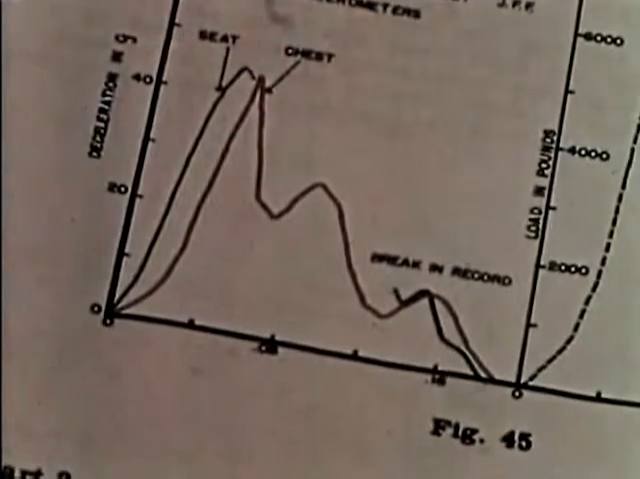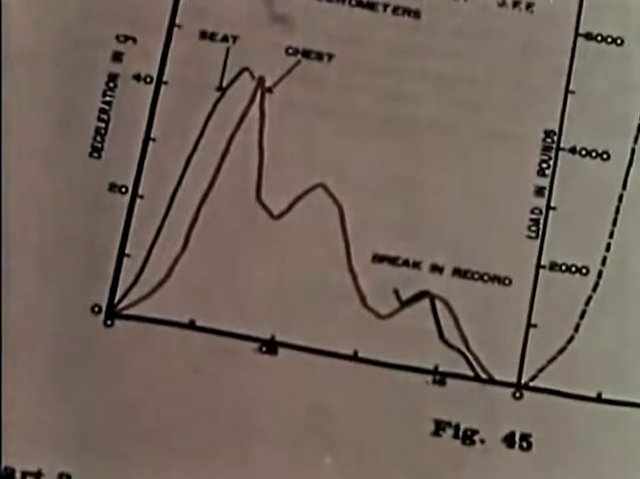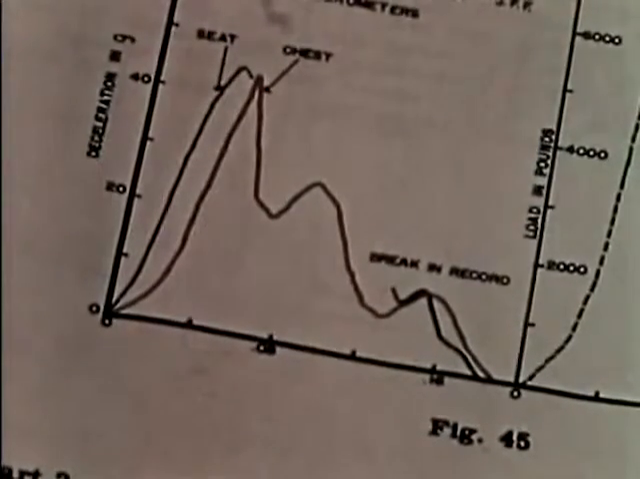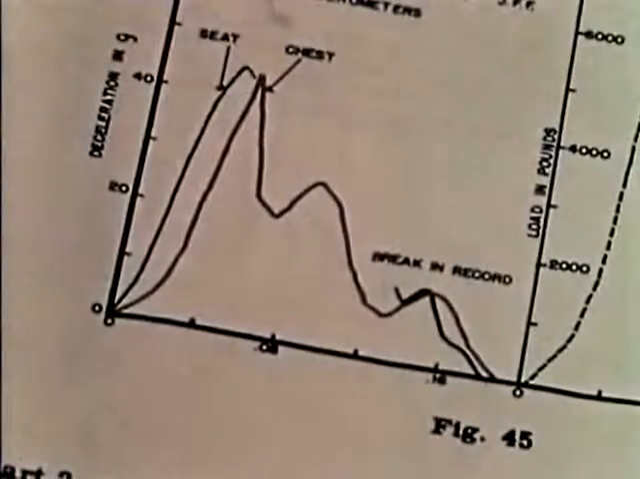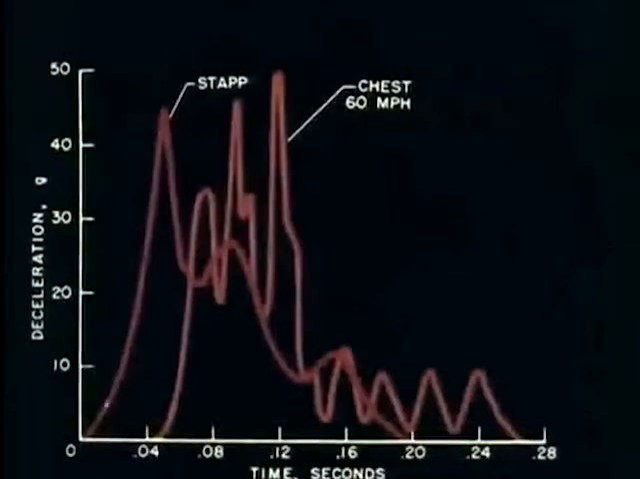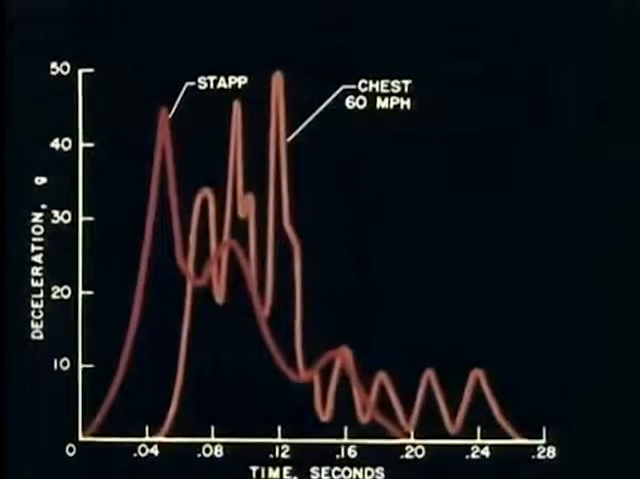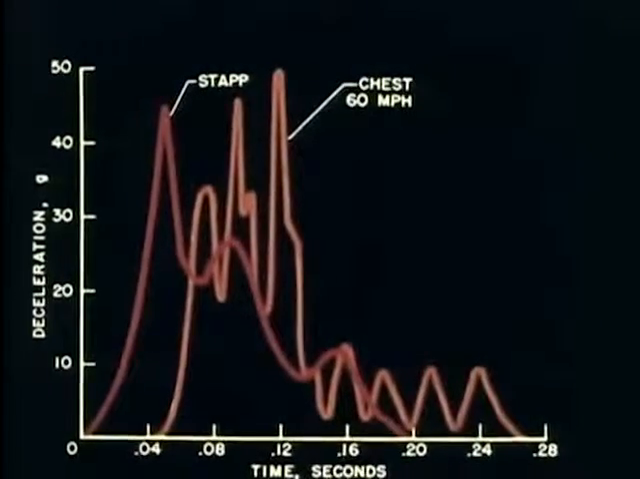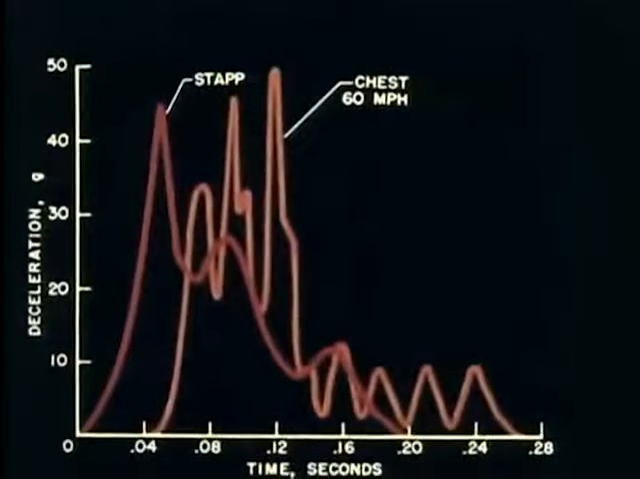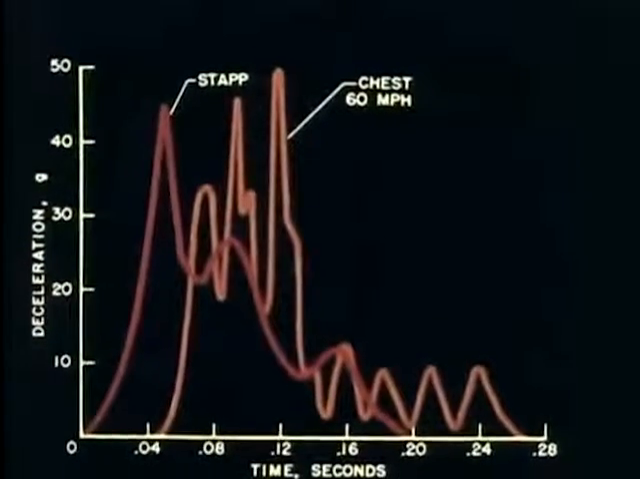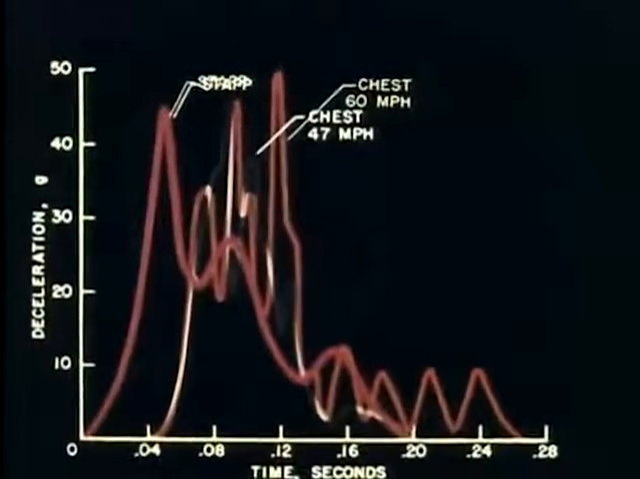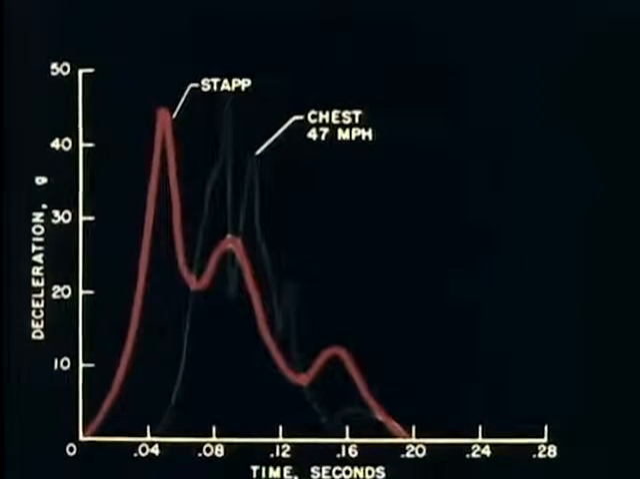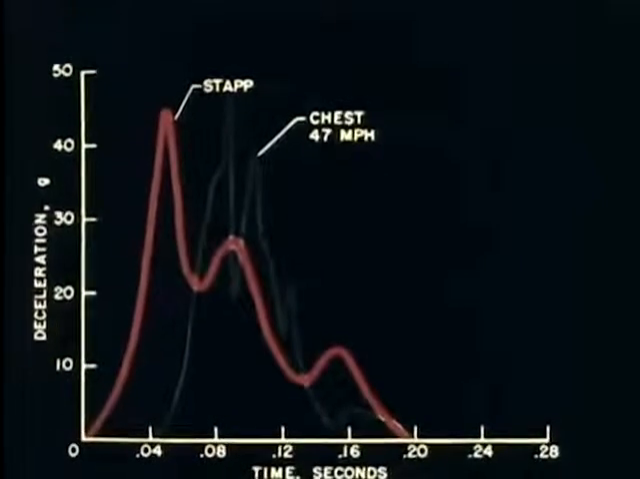To obtain an indication of the injuries that may result from the decelerations encountered in these experimental crashes, the decelerations of the rear dummy's chest were measured. These decelerations had about the same duration, and the magnitudes were very little higher than those reported by Stapp. A maximum deceleration of 50 Gs was measured in the rear dummy's chest in the 60-mile-per-hour crash. The maximum for the 47-mile-per-hour crash was 46 Gs.